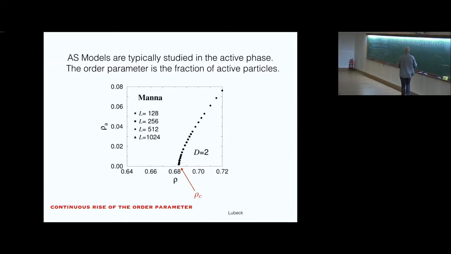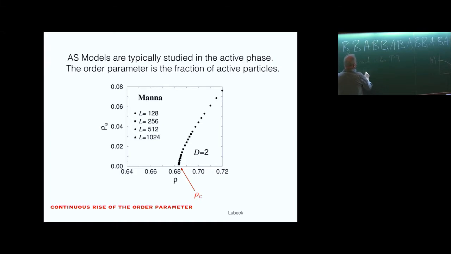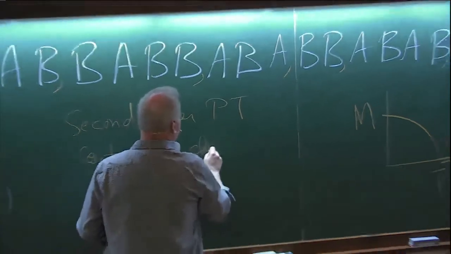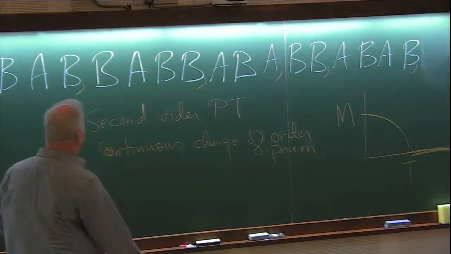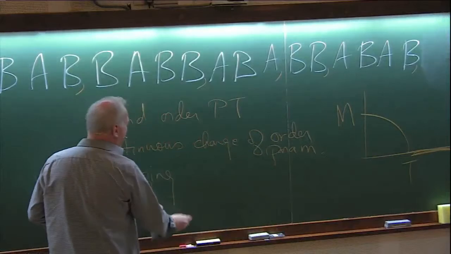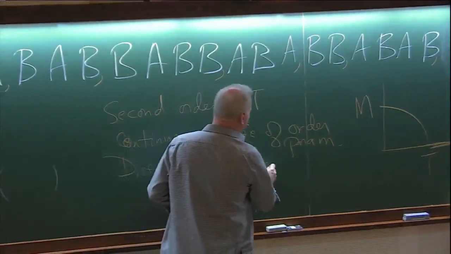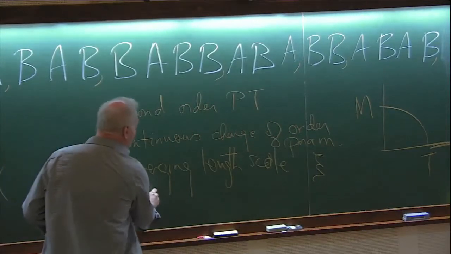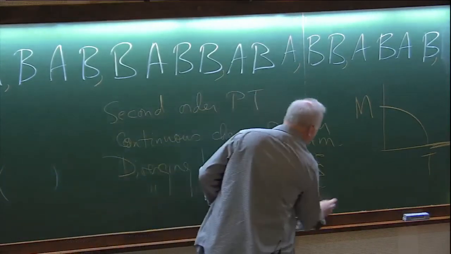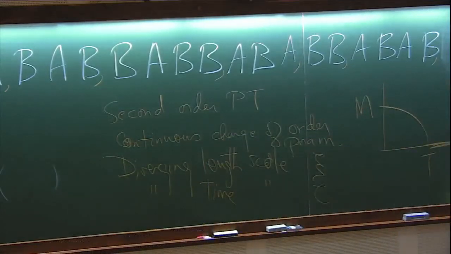Okay, so second order phase transitions: a continuous change of the order parameter, a diverging length scale, usually written xi, called the correlation length, and a diverging time scale, usually called tau, at the critical point. Those are the things to look for in a second order phase transition. There are other ways of saying it. You can also talk about singularities in the thermodynamic functions or their derivatives. That's also true.